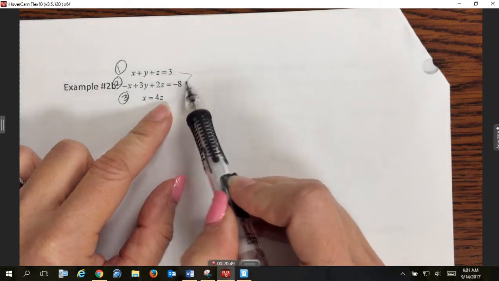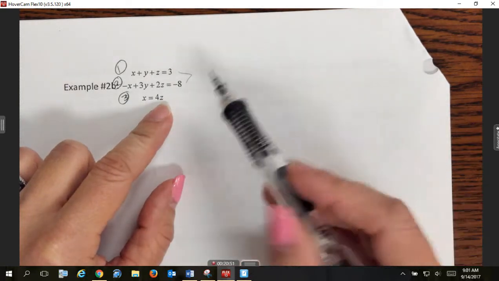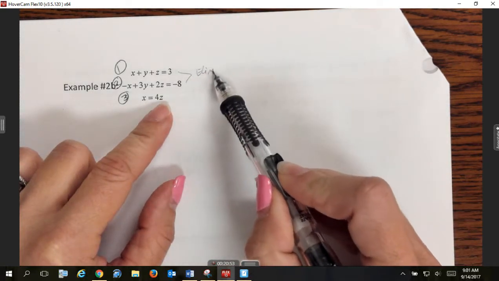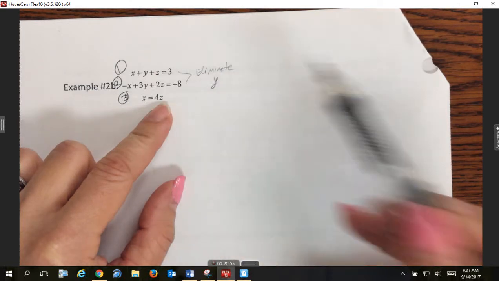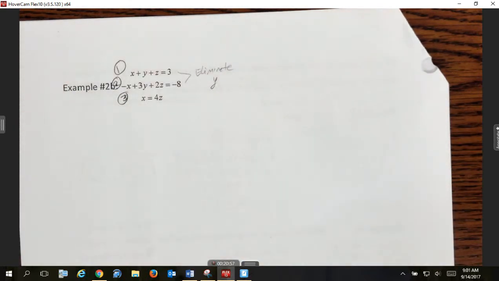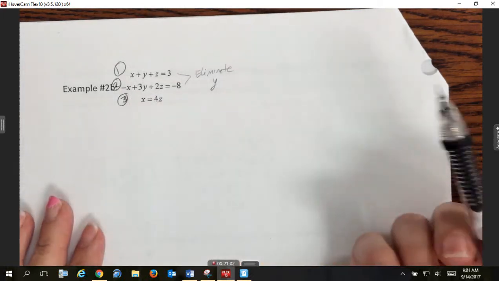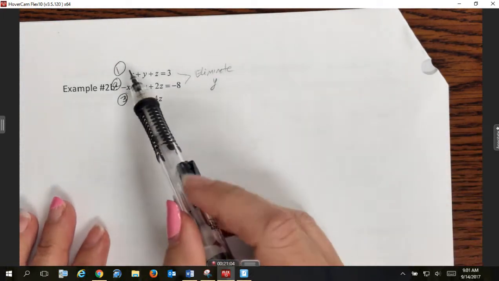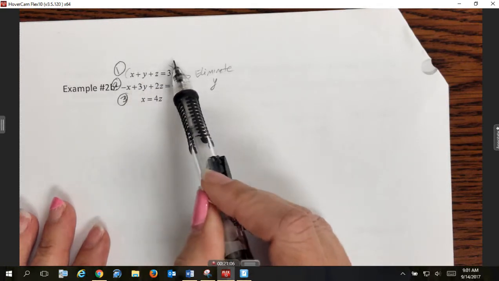So if I use equation 1 and 2 and I eliminate y, I will already have 2 equations with 2 variables. So it's just a little bit less work. So I'm going to eliminate y from equation 1 and 2. That means I'm going to multiply equation 1 by -3.